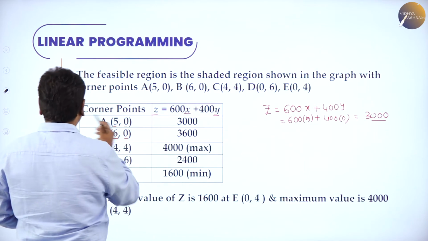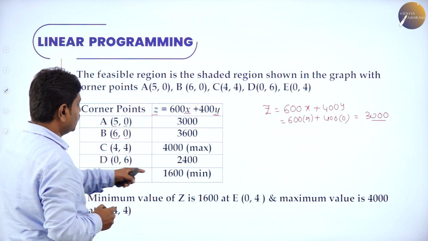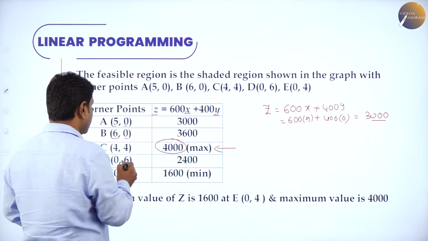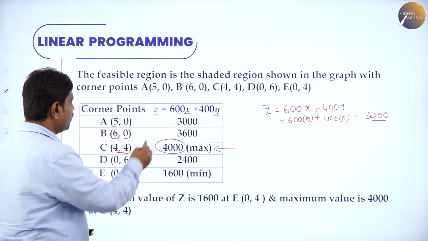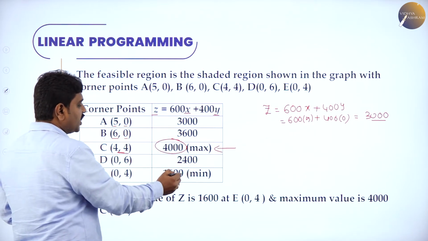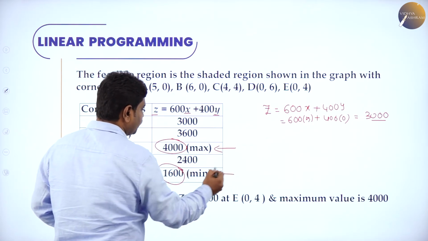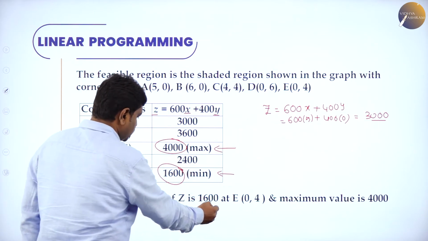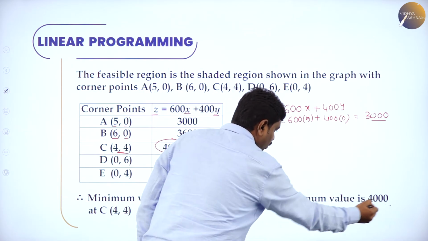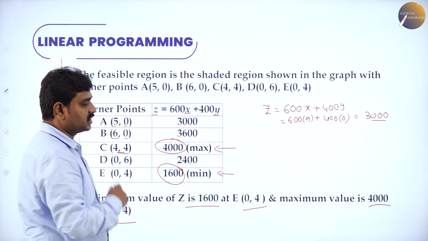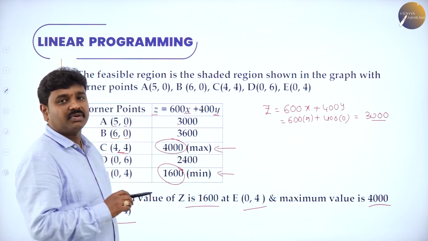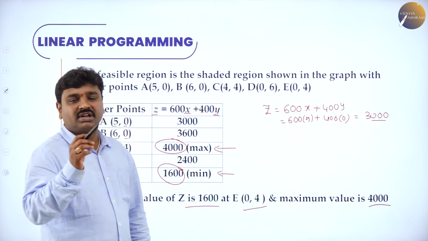From the table, conclude which is maximum. Here 4000 is the maximum value, and it occurs at 4 comma 4, that you should mention. The values in the table are 3000, 3600, 4000, 2400, 1600. The least value is the minimum value, that is 1600. Mention that the minimum value of z is 1600, occurring at 0 comma 4, and the maximum value of z is 4000, occurring at 4 comma 4. That's it. Writing the conclusion is 1 mark, writing the table is 1 mark, and drawing the graph perfectly gets you the remaining 4 marks.